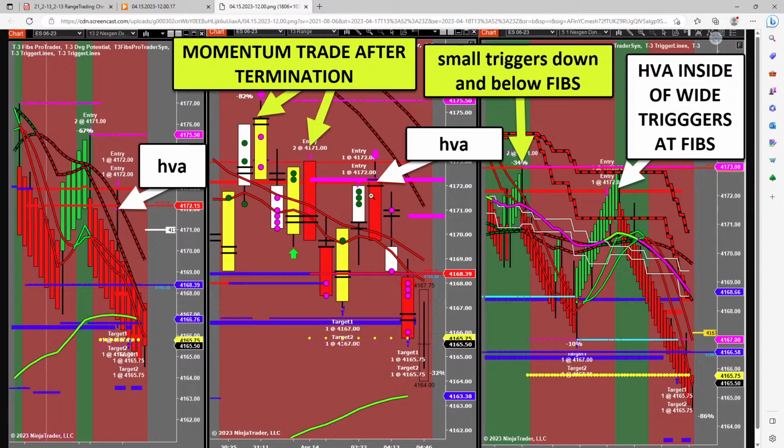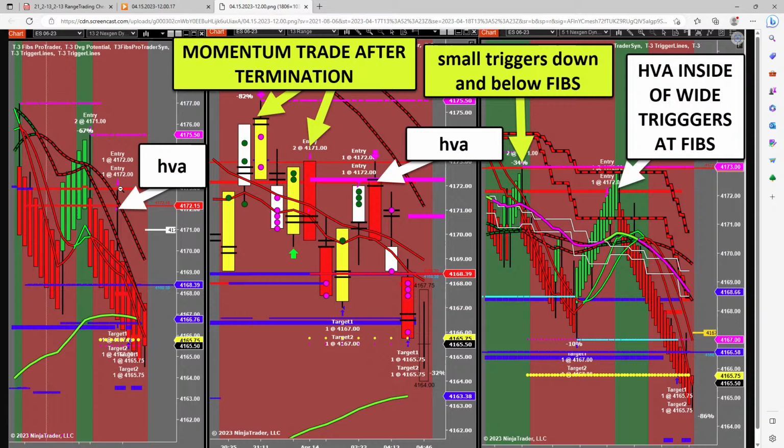And then high volume line inside of the wide triggers at a fib. Isn't that exactly the look? I mean, if you look at this high volume line with wide triggers, isn't that exactly what we were talking about in the last one?